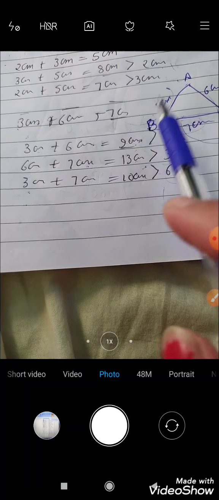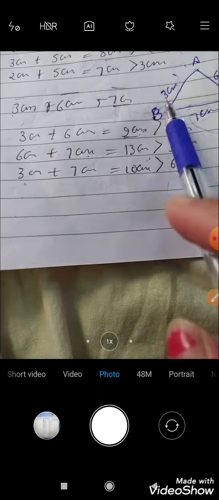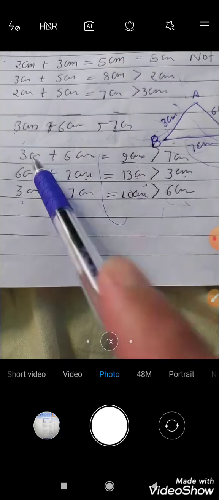Again we add two of the sides of this triangle. Now we are going to add AB and BC and their sum is 10 centimeter, which is greater than the third side AC. So here you can conclude that in each situation the sum of two sides is greater than the third side. So this triangle is possible. In this way you can solve the remaining parts of this question.